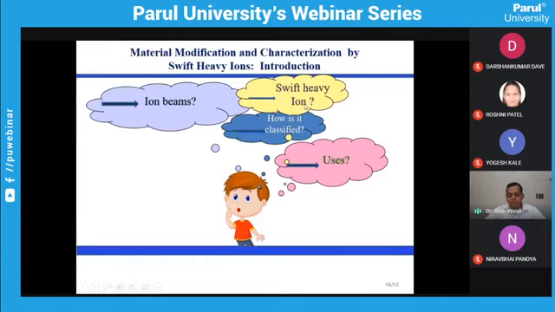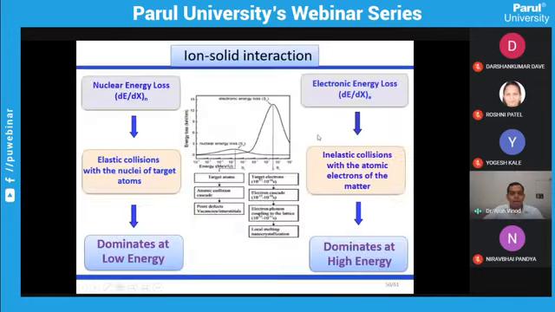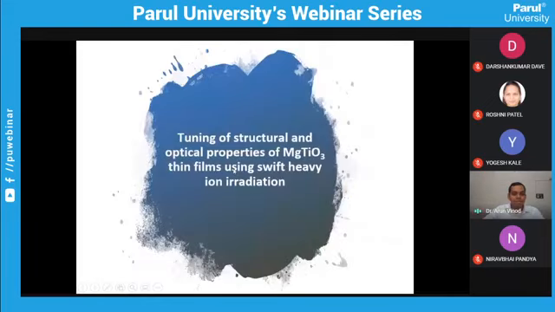Now, what is a swift heavy ion? Swift heavy ion beams are heavy ion beams having high energy, in the order of MeVs. And what are the uses of these swift heavy ion beams or ion beams? Ion beams are mainly used for material synthesis, material modification, and material characterization. Here in our talk, we are going to discuss mostly the tuning of magnesium titanate using swift heavy ion beam irradiation.